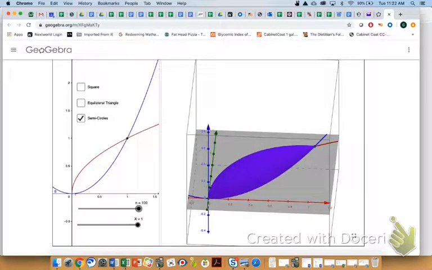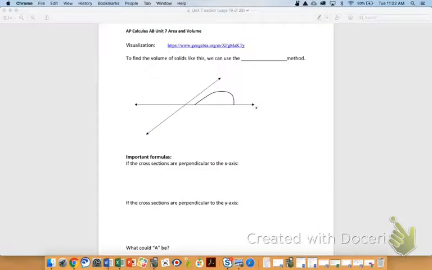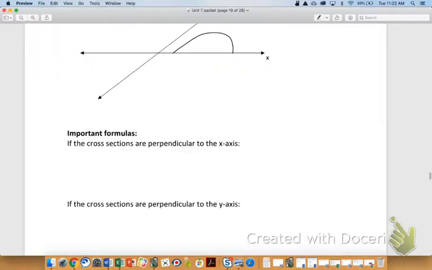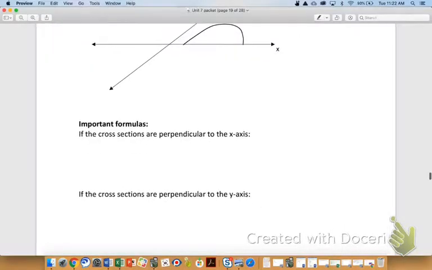Okay, so we're going to find volumes of this and then we're going to be done. Fair enough? Okay. So let's do this. So you just saw the high-tech version. Now you're going to see the low-tech version.